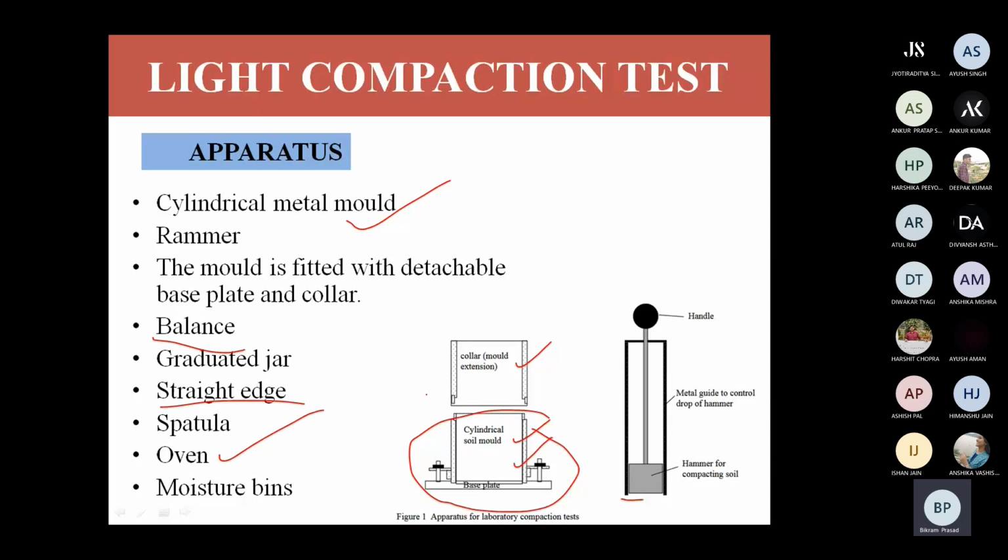You can see this is the collar, the mold, and extensions. This is the base plate. Similarly, you have seen in the last test, almost the same base plate is there. The rammer will be used for the compaction purposes. For handling, we will be releasing it, and this hammer will be used for the compaction of the soil. This is the weight of 2.6 kg and 4.9 kg.